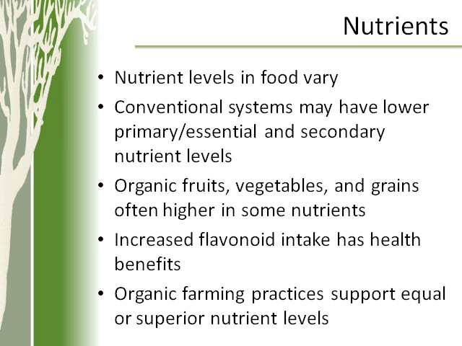Studies comparing organic to conventional fruits, vegetables, and grains often report that organic foods are higher in vitamin C, iron, magnesium, phosphorus, antioxidants, and various phytochemicals, including flavonoids. Flavonoids are secondary nutrients, and humans with increased flavonoid intake have reduced risk for cancer and cardiovascular, photooxidative, and neurodegenerative diseases. In general, organic farming practices support equal or superior nutrient levels for some nutrients and in crop-specific manners.